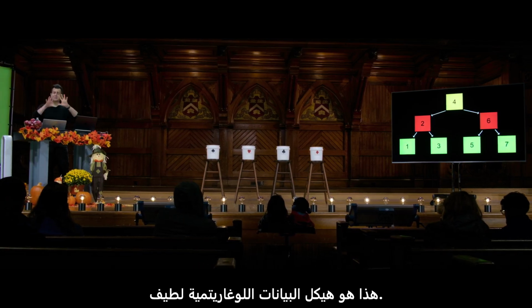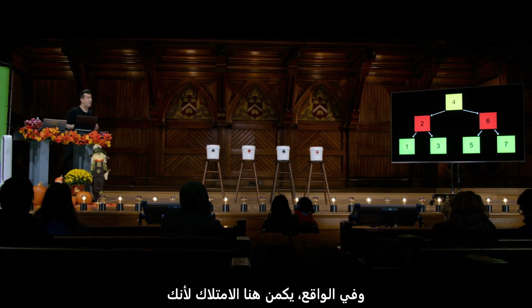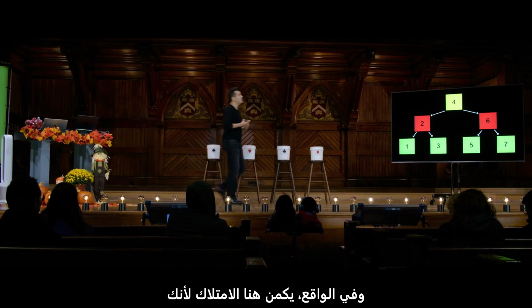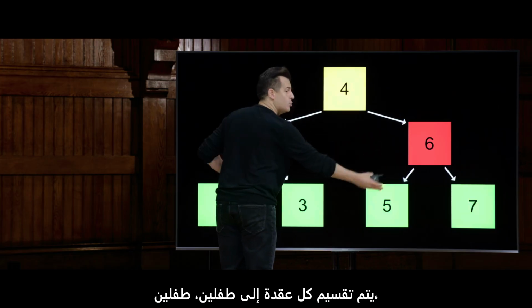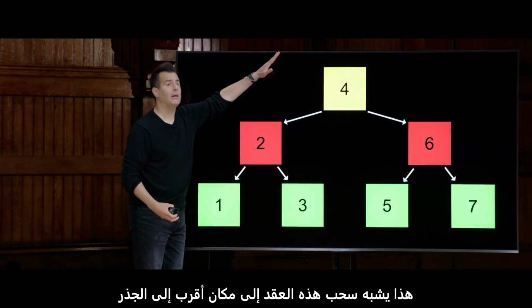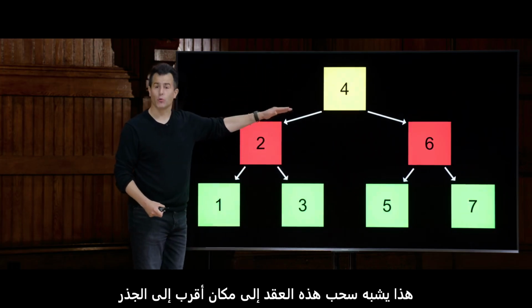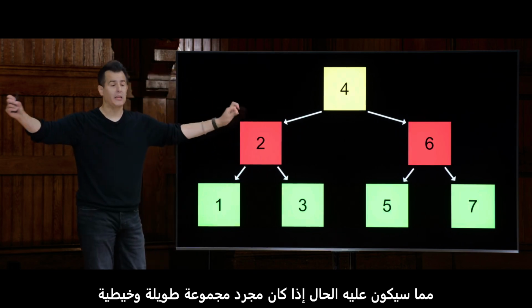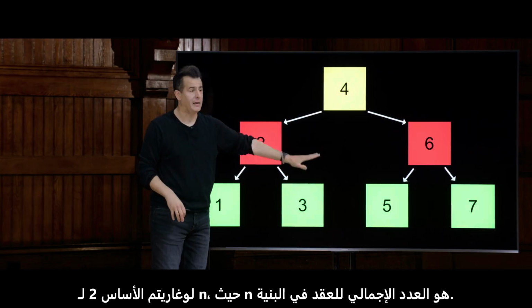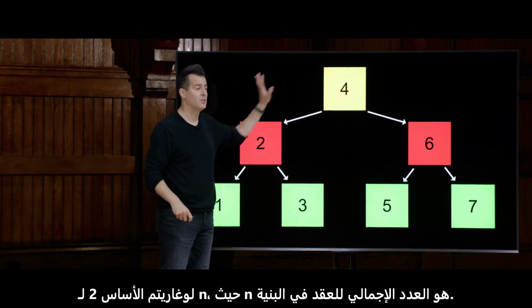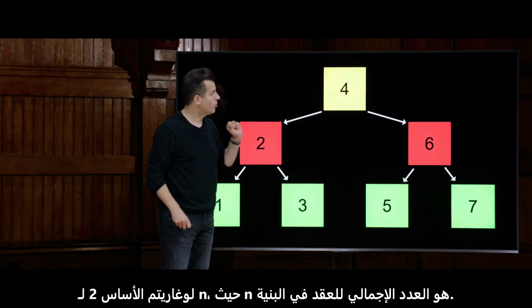Like, this is a nice logarithmic data structure. And in fact, therein lies the halving. Because you are splitting each node into two children, that's like pulling up these nodes much closer to the root than they would be if it was just a long stringy array or a long stringy linked list. The height of this tree, in other words, is log base 2 of n, where n is the total number of nodes in the structure.